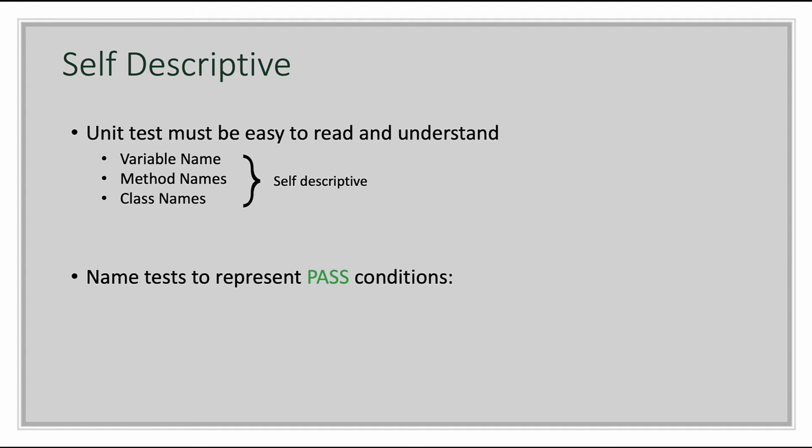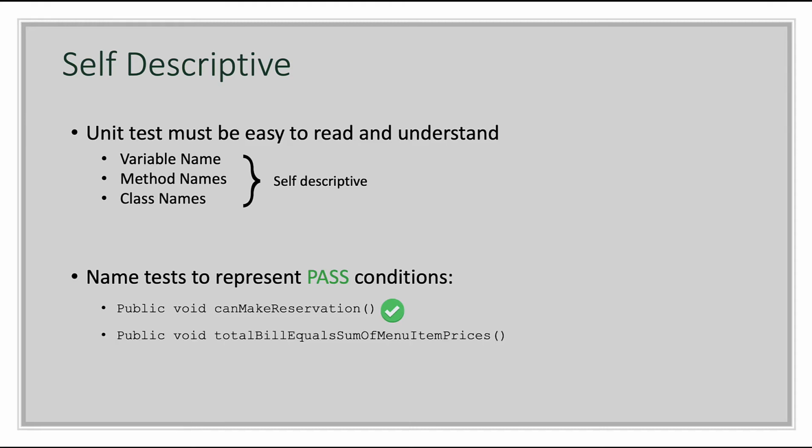So let's see a few examples. Public void can make reservation. How about this? Is it a good test? Yes. So public void total bill equals sum of menu item prices. Yes, this is another good name. But how about this one? Public void test method tree. No, not at all. This is not a good test name.